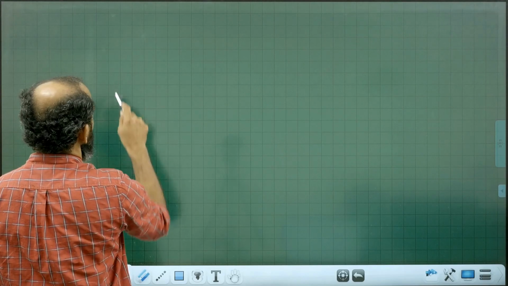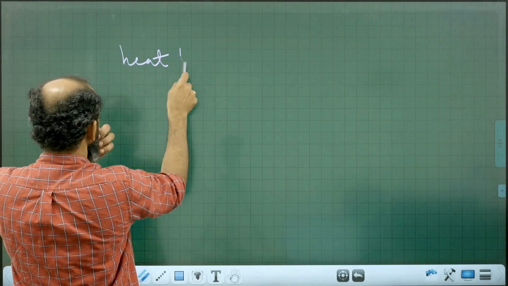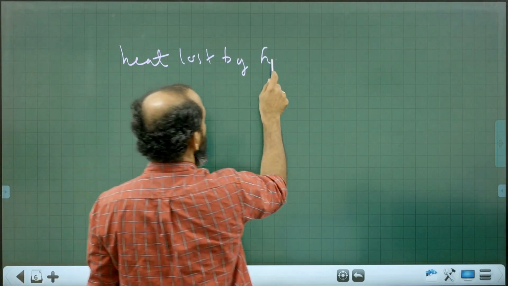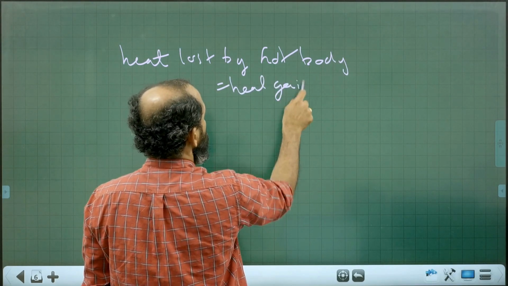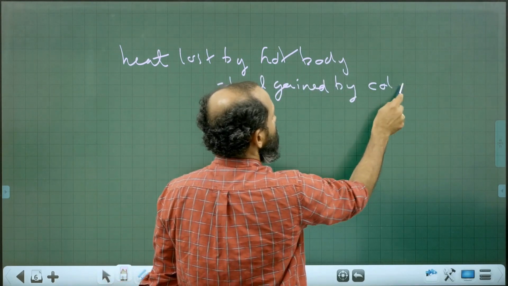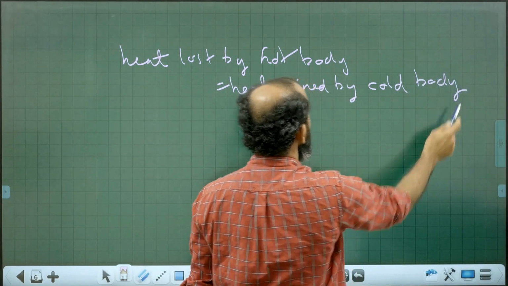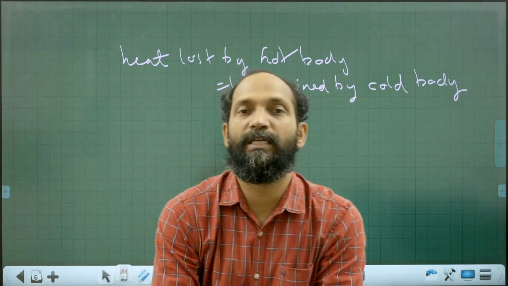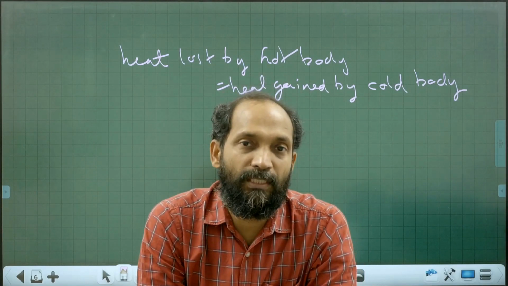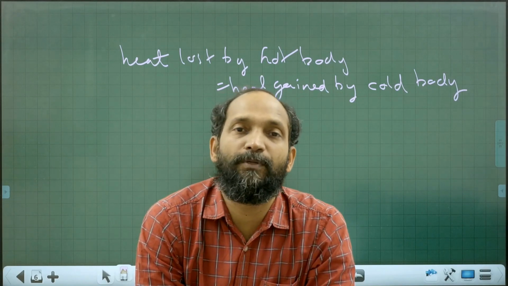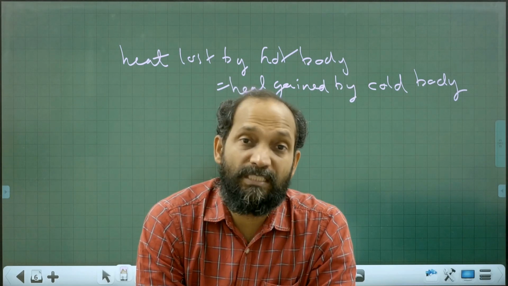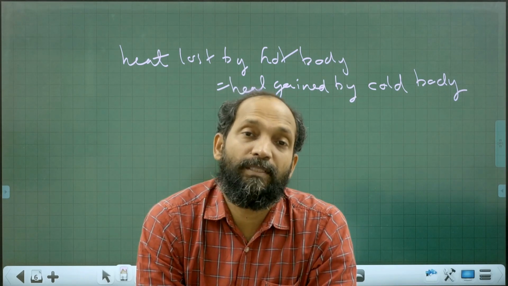Okay, now we'll be moving to calorimetry. The topic, calorimetry. Heat lost by hot body equals heat gained by cold body when hot body and cold body are in thermal contact with each other, provided no heat loss or gain from surroundings. This is the principle of calorimetry. Also called method of mixtures.